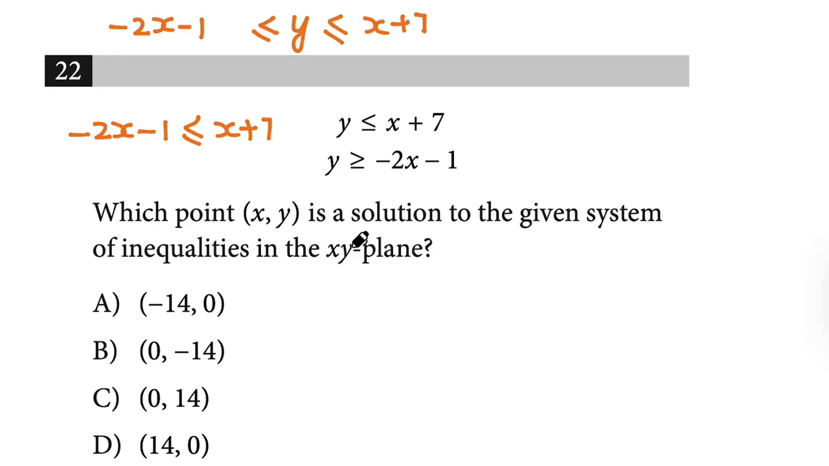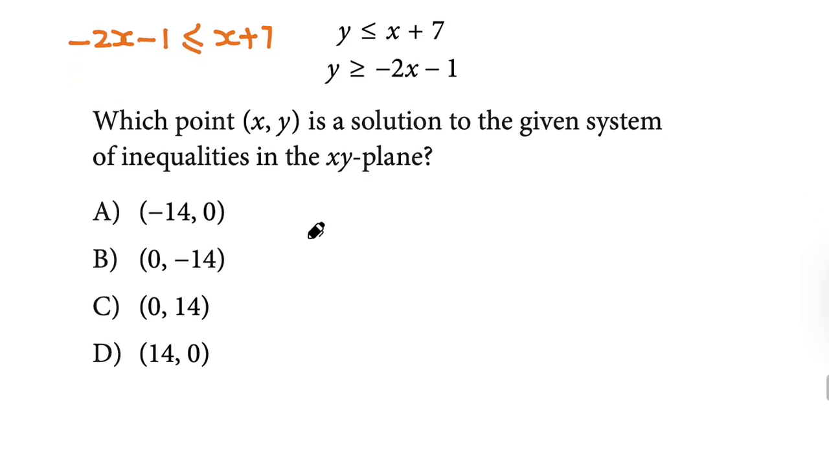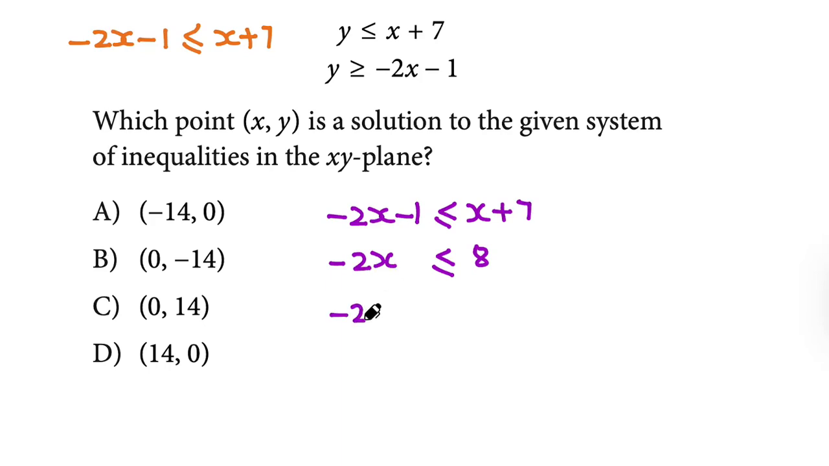Okay, now let's solve it. So the question is negative 2x minus 1 is less than or equal to x plus 7. First, let's add 1 on both sides. Remember, when we add or subtract, there is no effect on the inequality. That means the inequality remains the same. So this is equal to plus 1, 8. Now subtract x on both sides. Again, I am subtracting. So negative 2x minus x is less than or equal to 8. Negative 3x is less than or equal to 8.